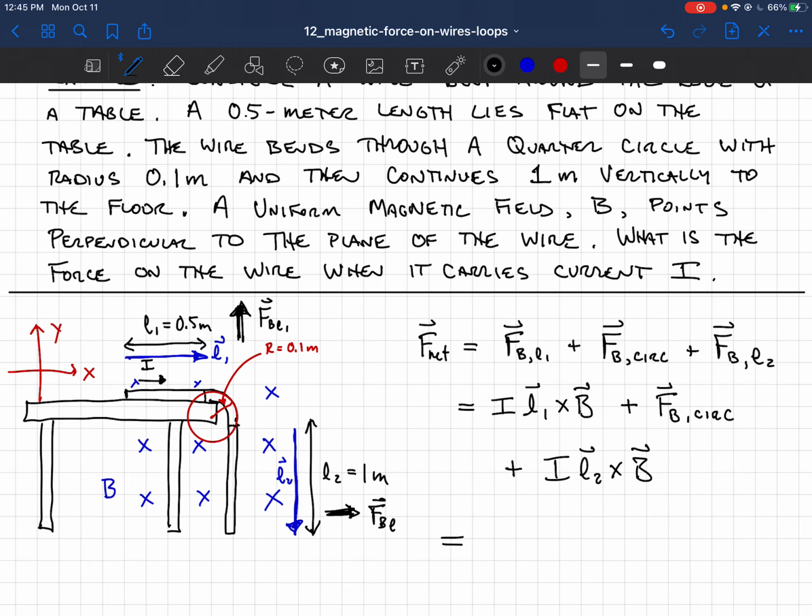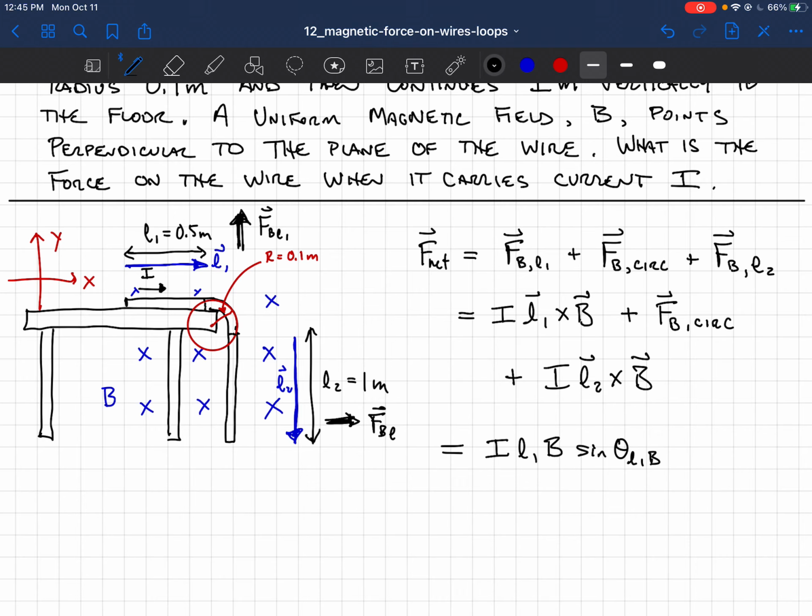So we can write the magnitude of each of those forces. It's going to be I, L1, B, sine of the angle between L1 and the B vectors, times the direction that I've found, which is, I guess, the positive j hat direction. Now, what is sine of that angle? Well, you can see that L1 points along the page and B points into the page. So if you make a finger pointing into the page and a finger pointing across the page, you can see that that's a 90-degree angle. So this is going to be 90 degrees. And then sine of 90 is 1. So that's just going to be IL1B.